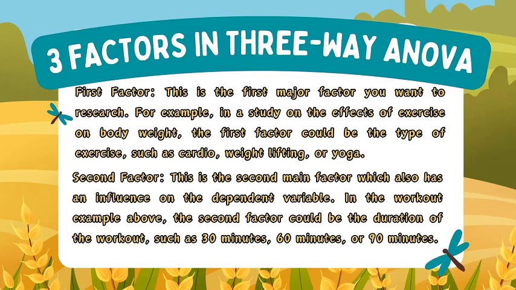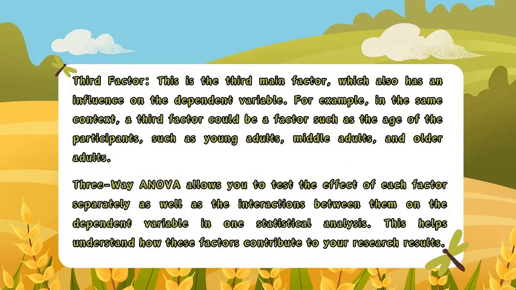The second factor. This is the second main factor which also has an influence on the dependent variable. In the workout example above, the second factor could be the duration of the workout, such as 30 minutes, 60 minutes, or 90 minutes. Third factor. This is the third main factor, which also has an influence on the dependent variable. For example, in the same context, a third factor could be the age of the participants, such as young adults, middle adults, and older adults.